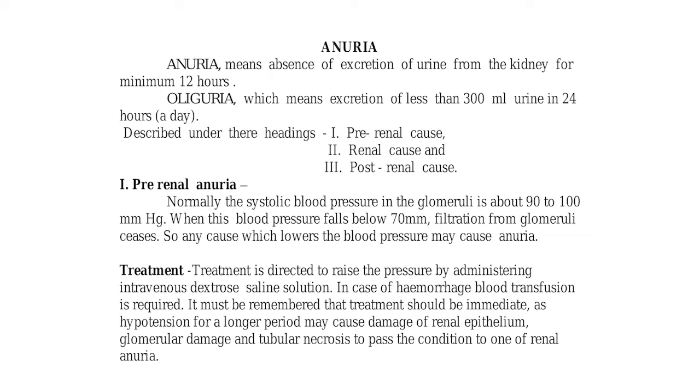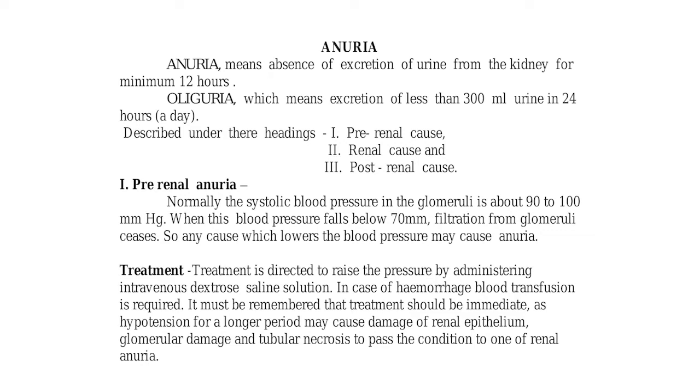When the blood pressure falls below 70 mm Hg, filtration from the glomerulus ceases. So any cause which lowers the blood pressure may cause anuria. These causes are severe hemorrhage, shock, extensive burns, dehydration from vomiting, diarrhea or excessive sweating, spinal anesthesia, which lowers the blood pressure, and cardiac failure.